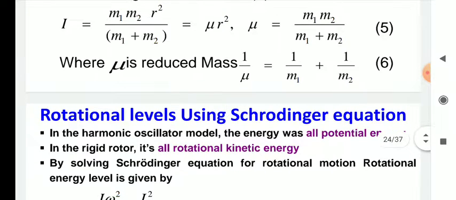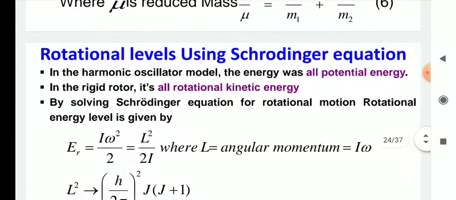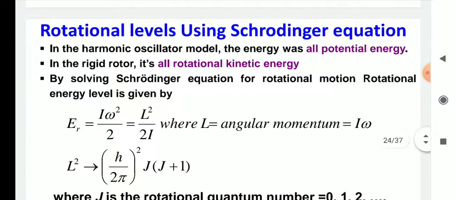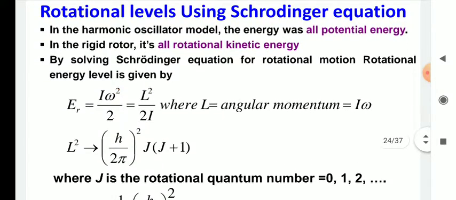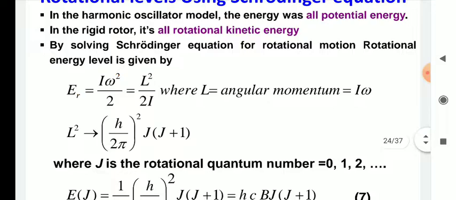So, it is also represented by equation number 6, that is 1 over mu is equal to 1 over m1 plus 1 over m2. The rotational levels of this rigid rotator of a diatomic molecule are obtained using the Schrodinger wave equation. In the harmonic oscillator model, the energy was all potential energy. In the rigid rotor, it's all rotational kinetic energy.